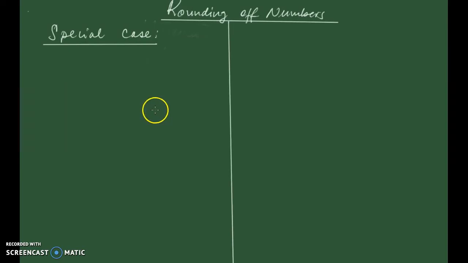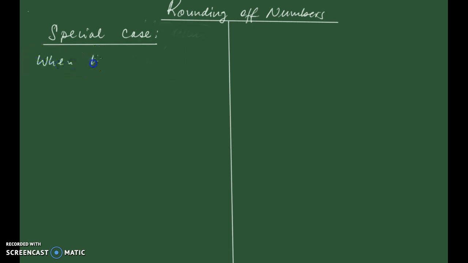Okay, welcome. Now we are rounding off numbers, and in this case, I talk about whole numbers, right? And I have here a heading, special case. I call it a special case because it is when the digit to the right of the required place value is exactly 5.